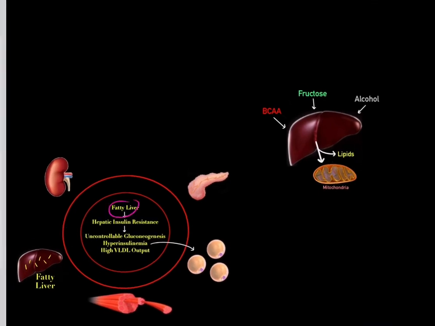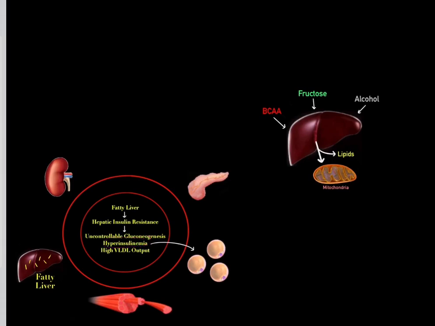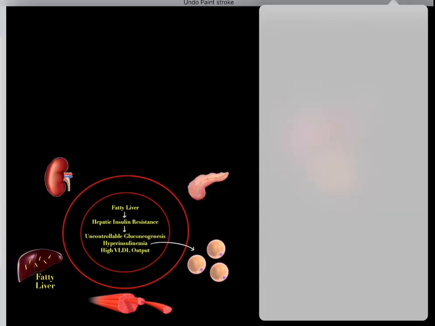And essentially what happens is when you have fatty liver, when you have excess lipid droplets in your liver, that leads to hepatic insulin resistance. And when you have hepatic insulin resistance, that leads to uncontrolled gluconeogenesis, and it also leads to hyperinsulinemia. And through complex mechanisms also leads to high VLDL output. So therefore, it's been shown that this fatty liver is one of the best predictors of long-term serious unhealthy outcomes for cardiovascular and cardiometabolic disease.